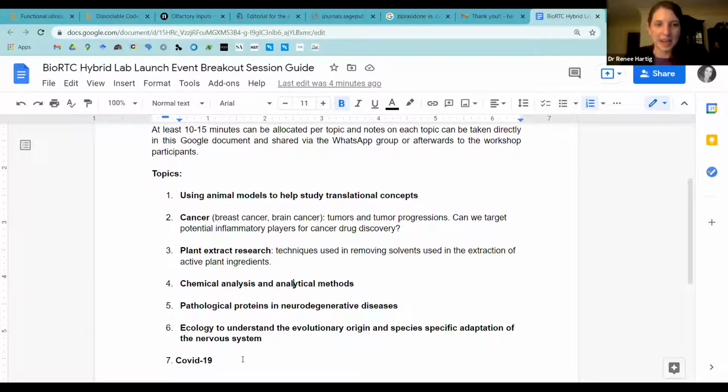Okay, so we have 3 other topics to vote on. If everybody could lower their hand. The next topic relates to neurodegenerative diseases and pathological proteins. You might remember some of the talks that touched upon those topics yesterday. Please raise your hand if you have interest in that topic.